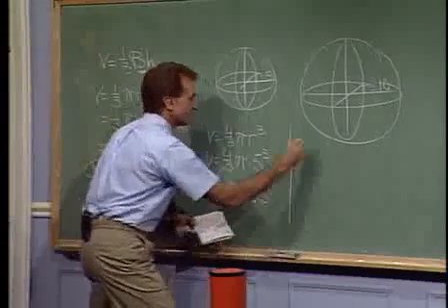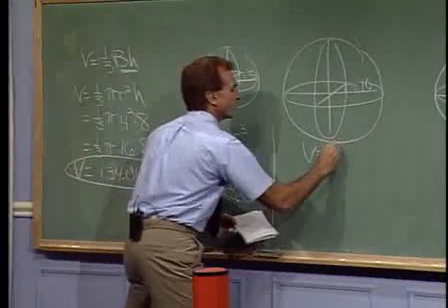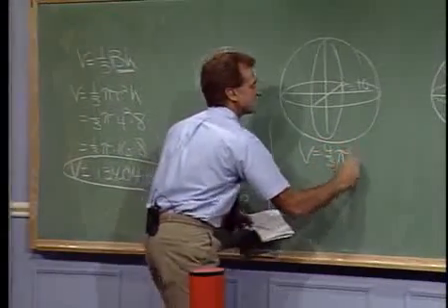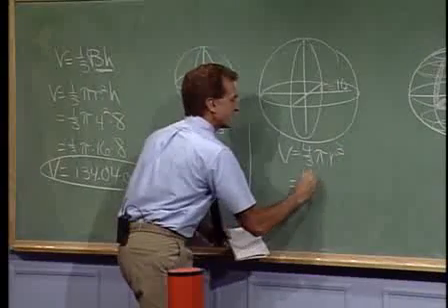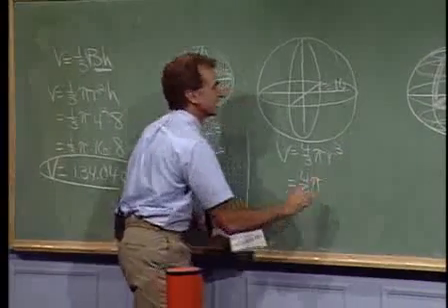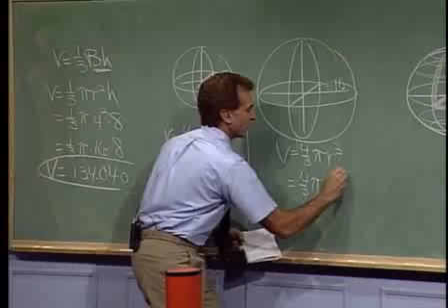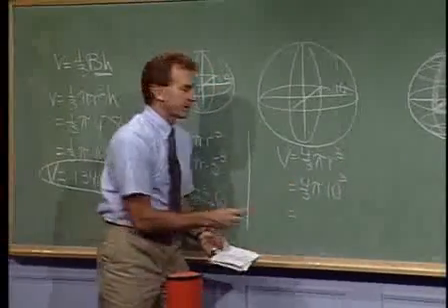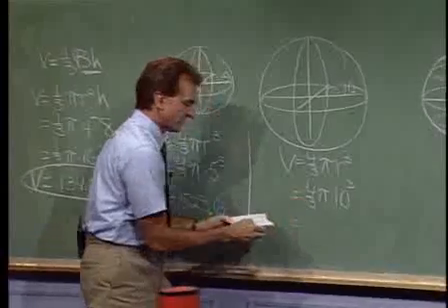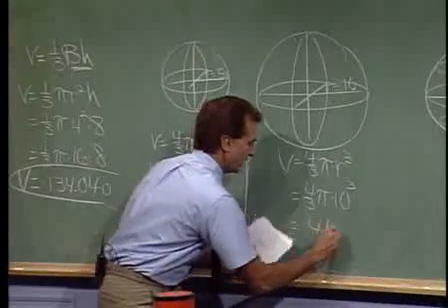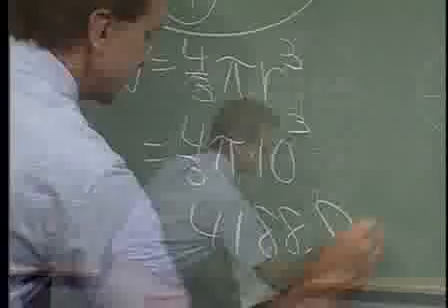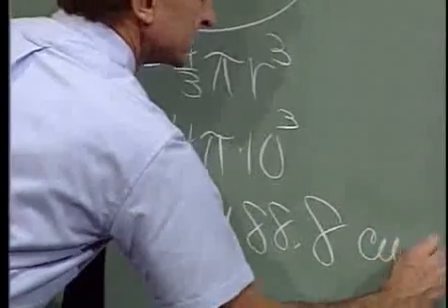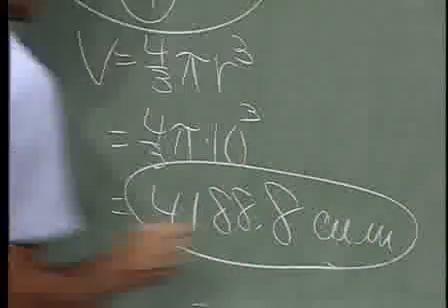And now the volume of this over here would be 4/3 times pi times its r cubed. So that would be 4/3 pi times 10 to the 3rd power. So multiplying that out, 10 to the 3rd power would be 1,000 times pi times 4/3, and you get 4188.8. And again, of course, that's volume, so it's cubic inches.